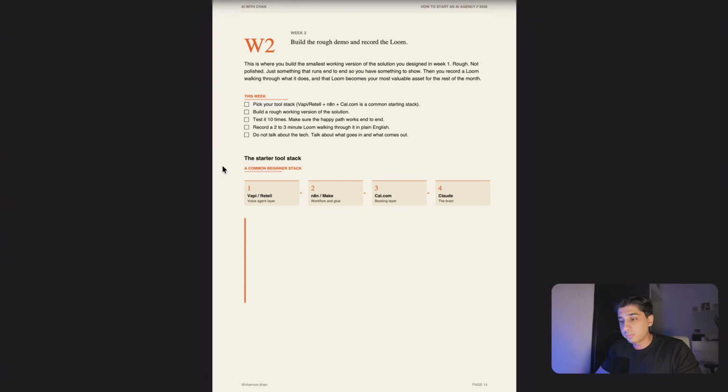You can build a rough working version of the solution, right? It could be something really quick. Maybe a lead comes in, fills out a form, and then an email gets sent. Again, that's the most basic example, but always make sure it's custom to whatever you're trying to show, okay?